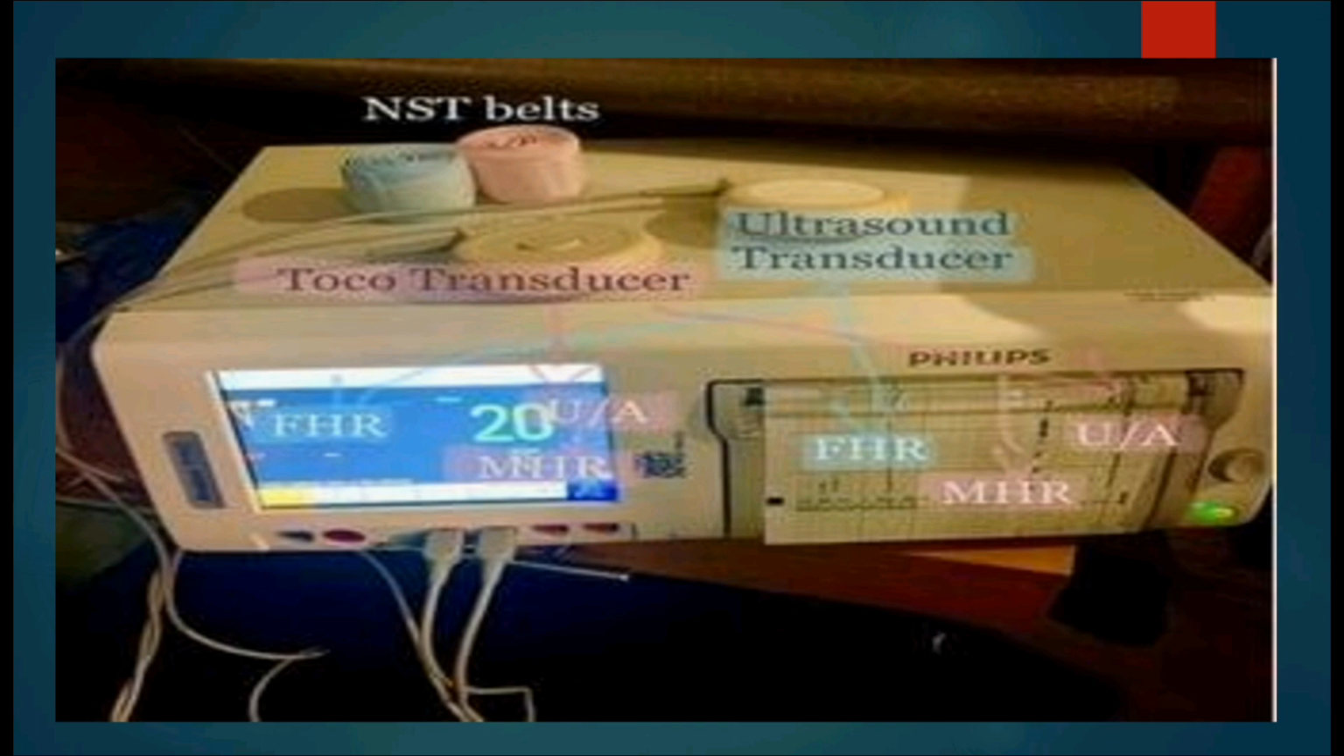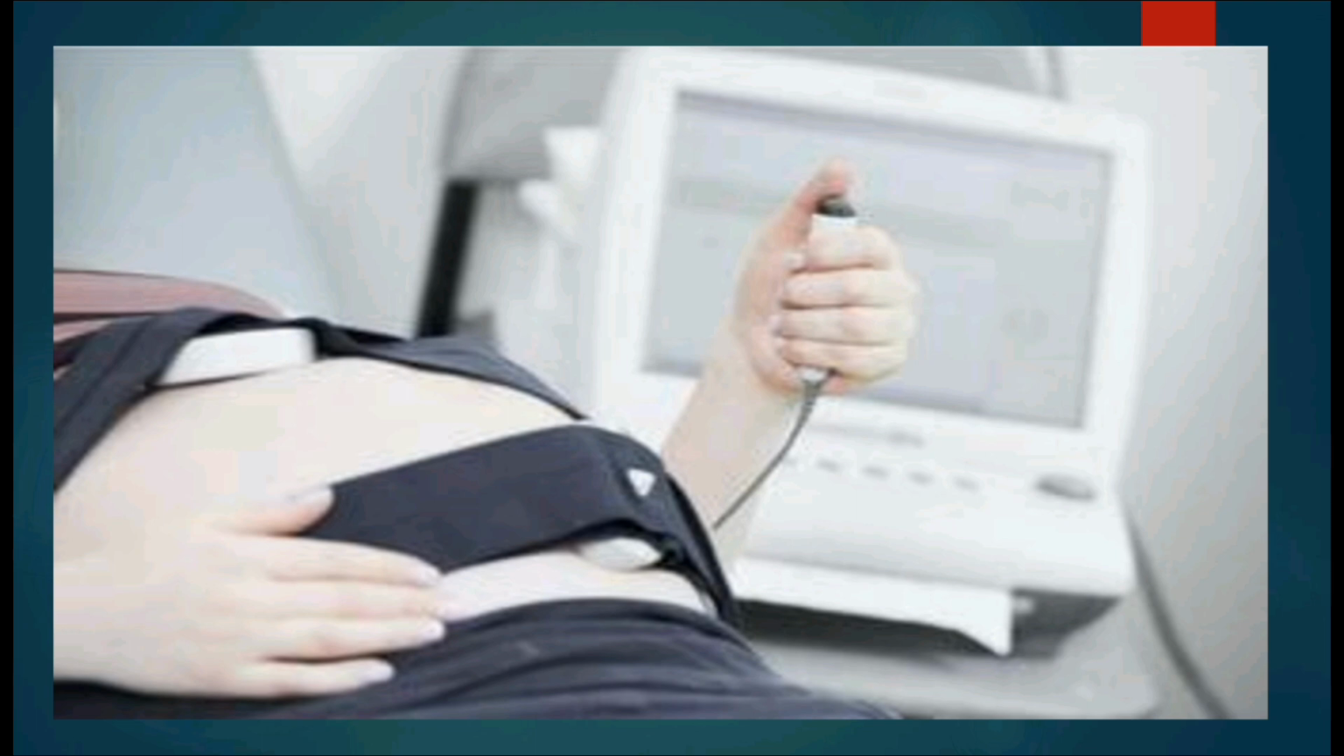As you can see, there are two NST belts connected with this NST machine, with two probes. The first is the ultrasound transducer, which can monitor fetal heart rate, and another is the transducer for monitoring of uterine contraction and fetal movement. This is the picture of performing an NST on a pregnant mother.